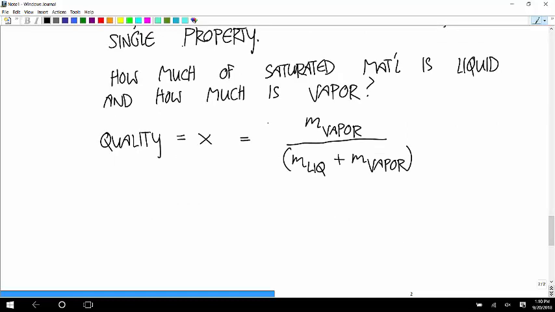So if you have a material that's entirely vapor at a saturation state, what's the quality going to be? Right. So if it's all vapor, x is equal to 1. And if it's all liquid, what's x? 0. Yep.